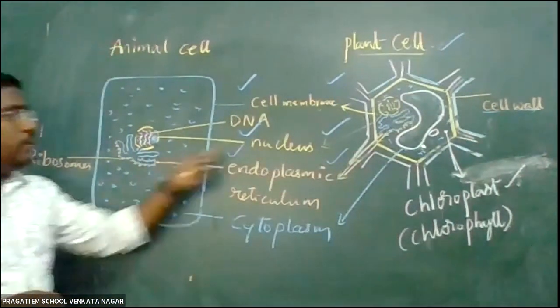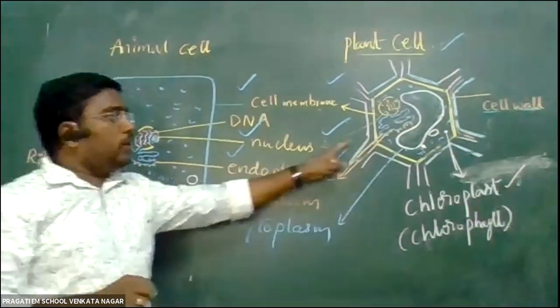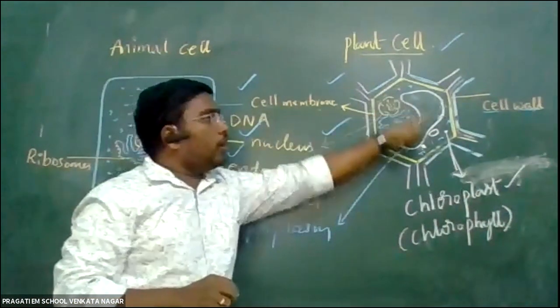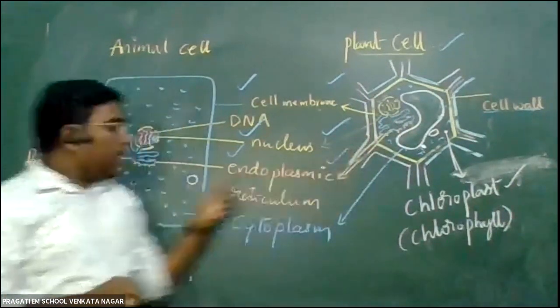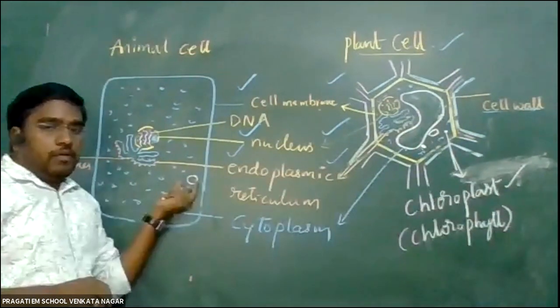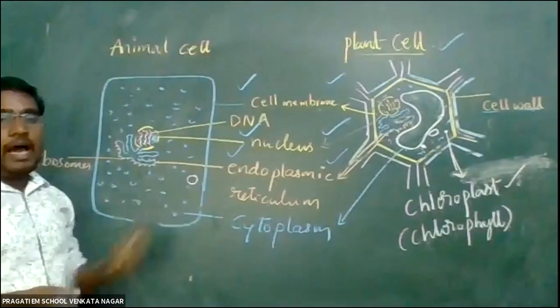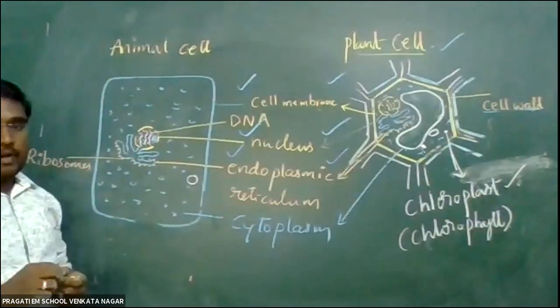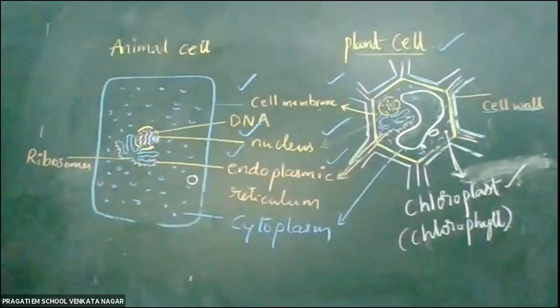So the structure we can call it as vacuole. The size of the vacuole almost occupies the entire cell space, whereas the vacuoles are small or almost absent in animal cells.